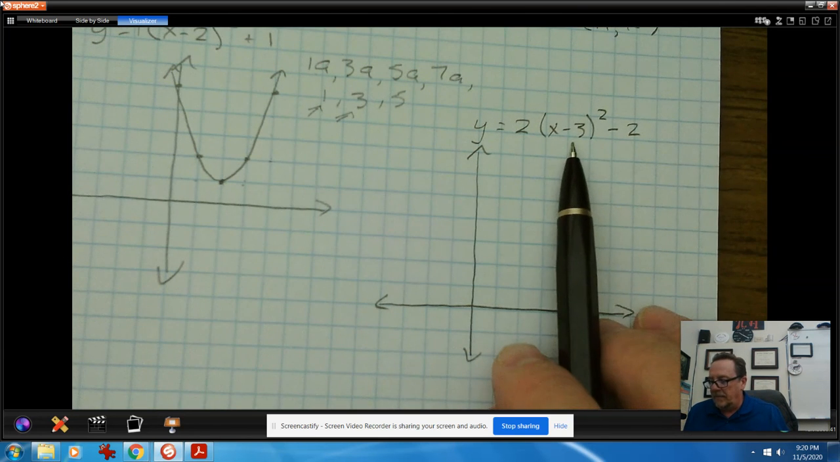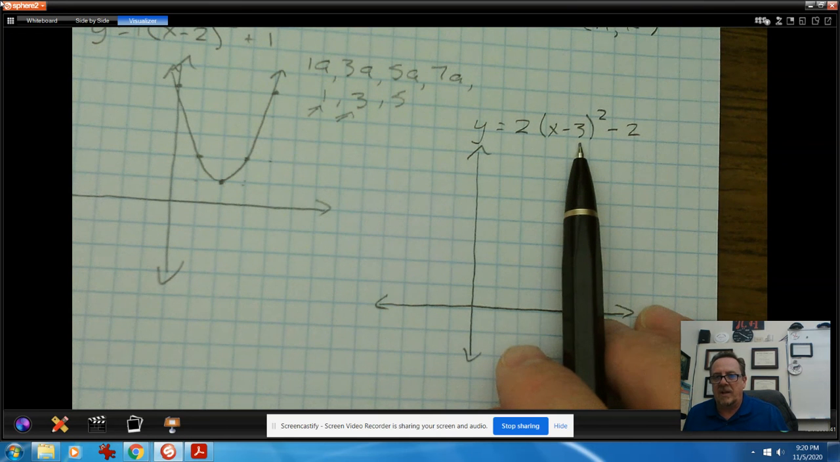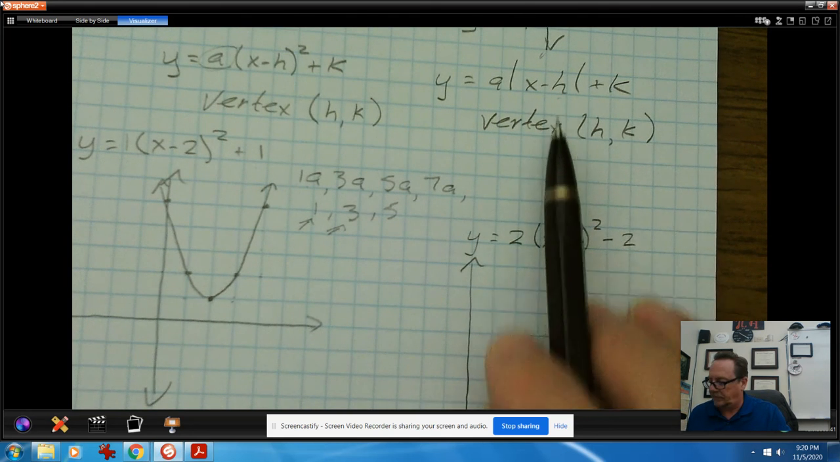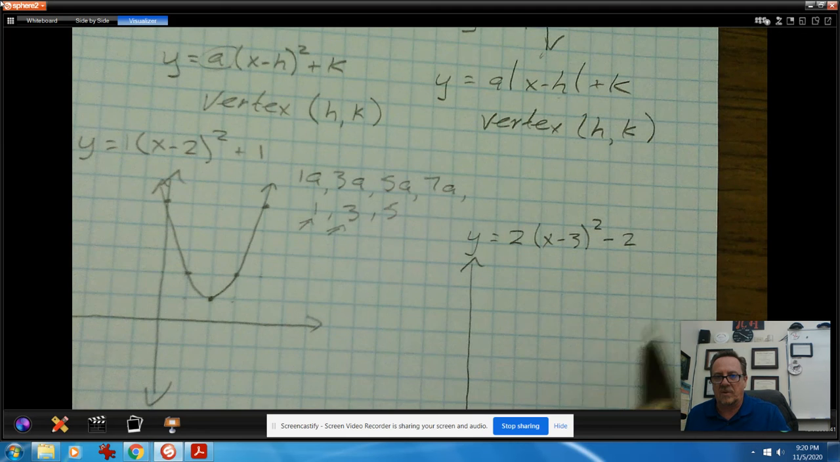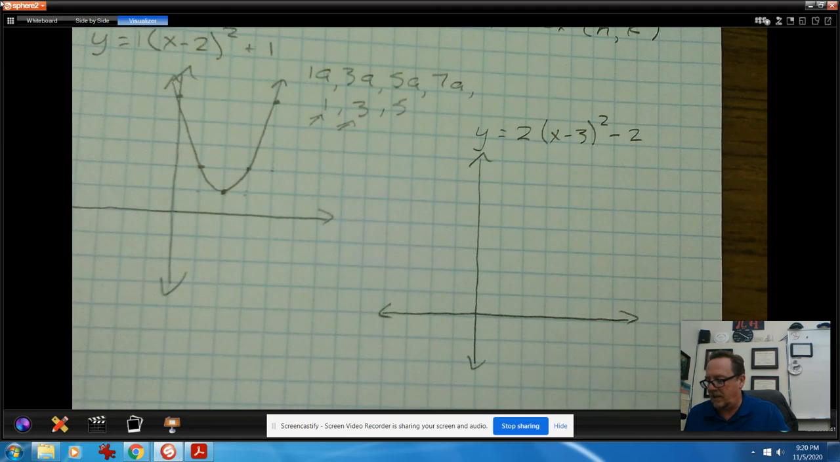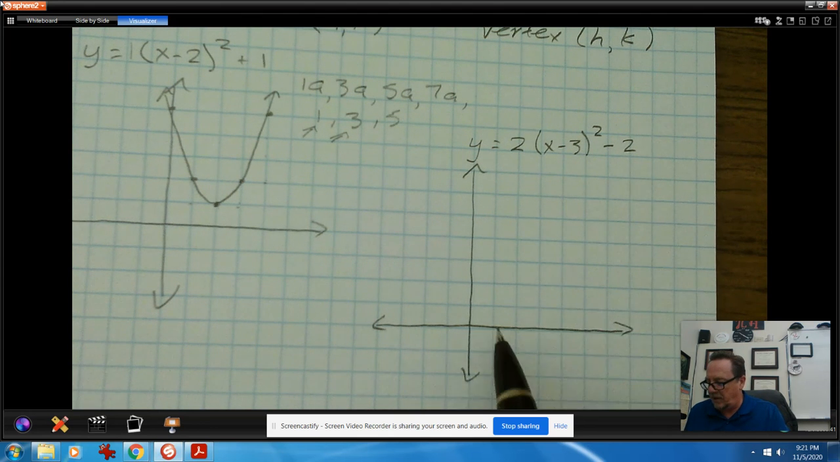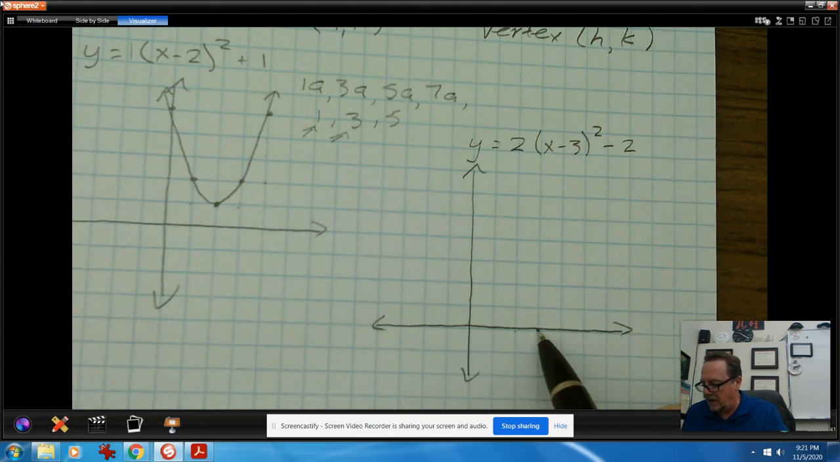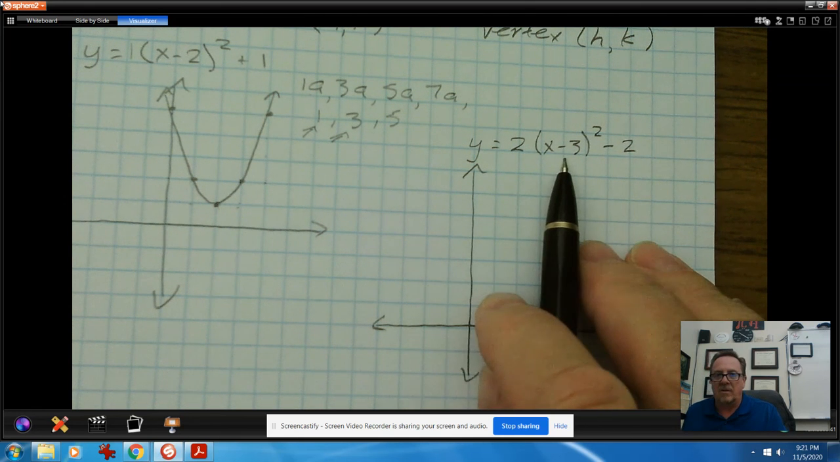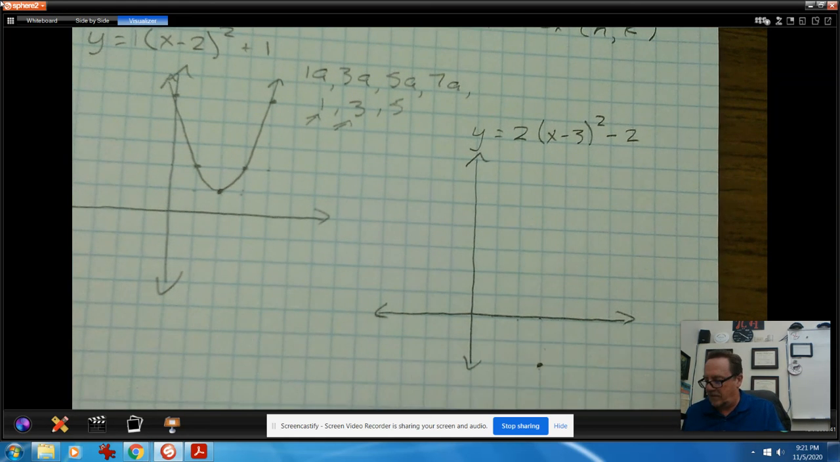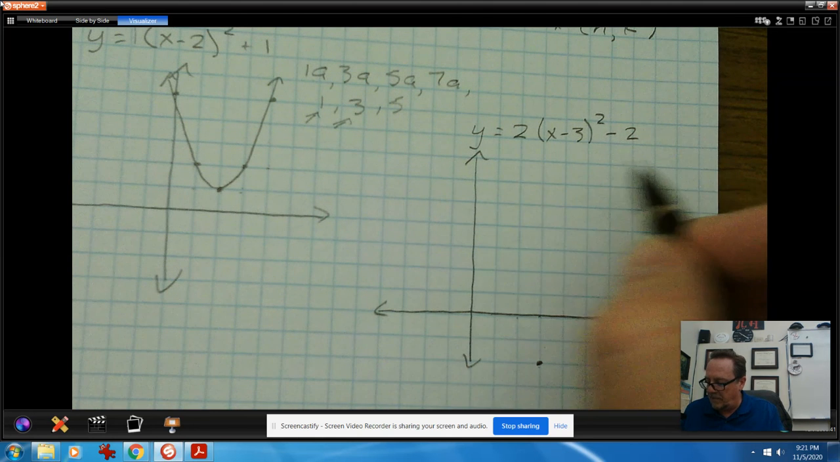Well, this says x minus 3, h is 3 in this case, right? H is 3. And so that tells us we're going to go to the right by 3 because that's what h is. And down by 2. So from the origin, I'm going to go 1, 2, 3, and then down by 1, 2. Here's our vertex. This says go to the right by 3 and go down by 2. So there's my vertex.